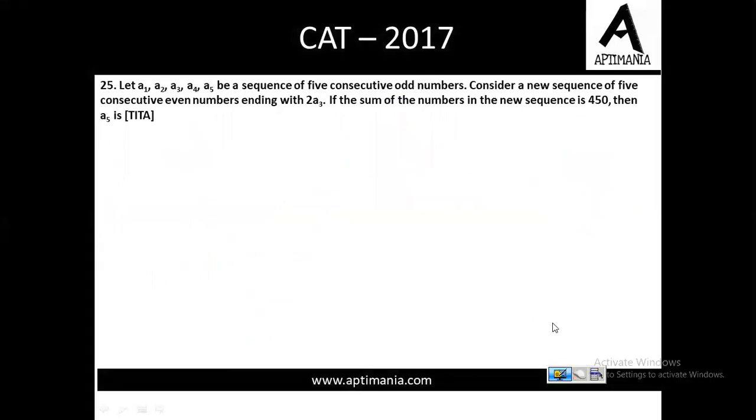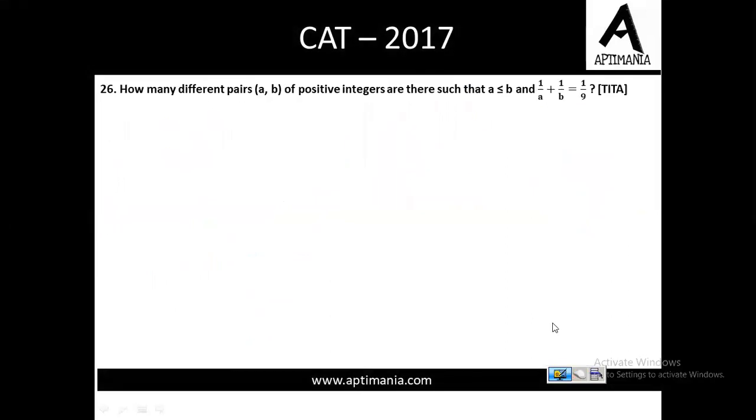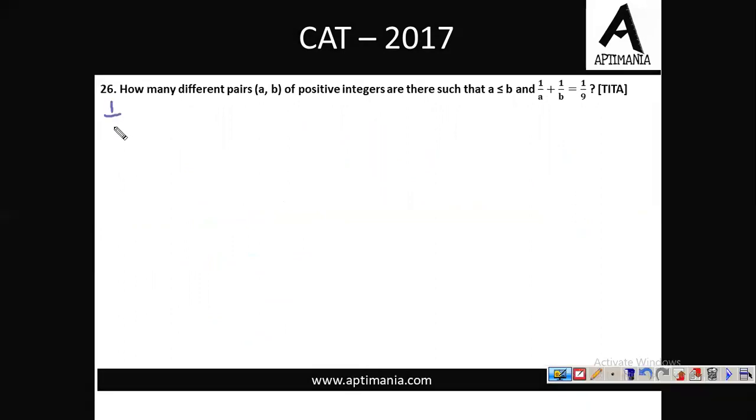Let's go ahead to the next question. Question number 26. How many different pairs AB of positive integers are there such that A is less than or equal to B and 1 upon A plus 1 upon B equals 1 upon 9. So let's try to solve it out. 1 upon A plus 1 upon B equals 1 upon 9 is given to us. So on solving, we'll have 1 upon A equals 1 upon 9 minus 1 upon B, which will be B minus 9 upon 9B.